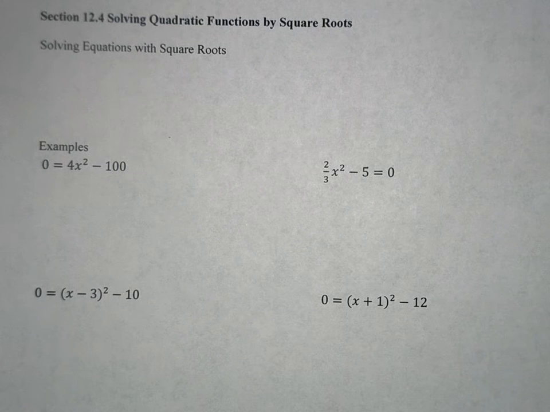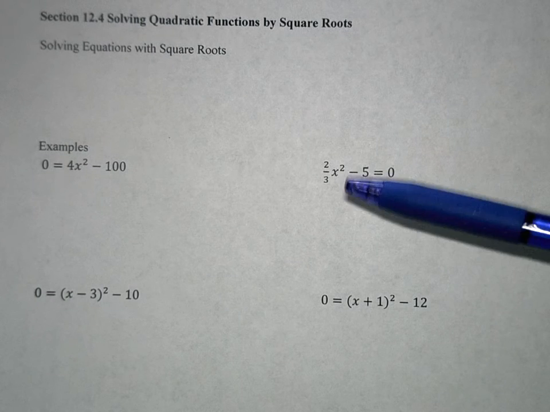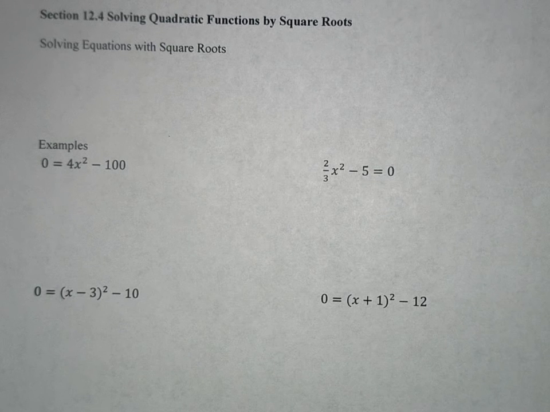Math 2, Unit 12, Section 4. Today we're going to be talking about solving quadratic functions by square roots. So, just real quick, if you look at these problems, do you see how all of them have squared terms in them? That means they're quadratic functions, which means they would be a U-shaped graph if we graph them. Okay?